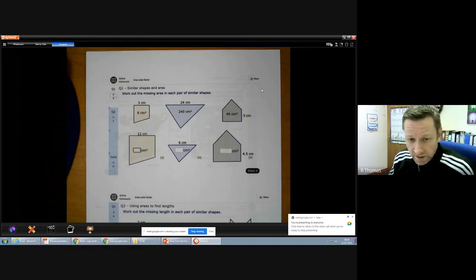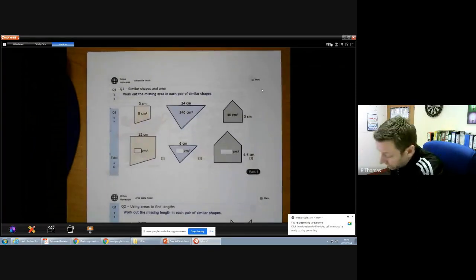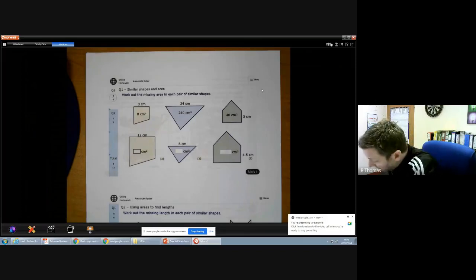This homework isn't that tricky, I've got to be honest. So let's quickly go through it. So here's my one that I've printed off. Your numbers will be different.